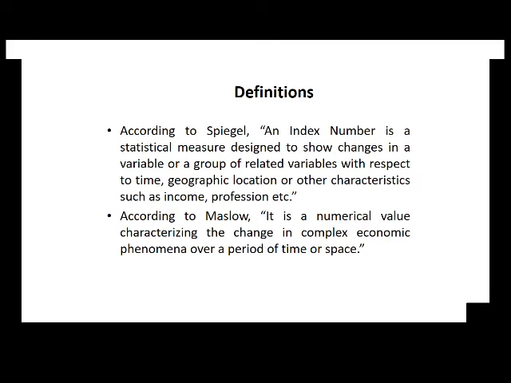Next are some of the definitions of index number. According to Spiegel, an index number is a statistical measure designed to show changes in a variable or a group of related variables with respect to time, geographical location, or other characteristics such as income, profession, etc. Another definition is given by Maslow: it is a numerical value characterizing the change in complex economic phenomena over a period of time or space.